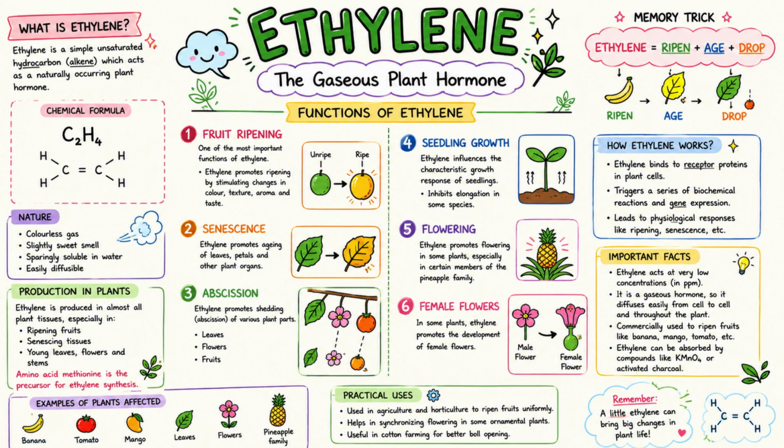Ethylene. Ethylene is the only gaseous plant hormone. Its chemical formula is C2H4. It helps in fruit ripening, promotes aging of leaves and flowers, causes leaf, flower, and fruit drop, influences seedling growth, promotes flowering in pineapple, and increases female flowers in some plants. Memory trick. Ethylene means ripen, age, and drop.